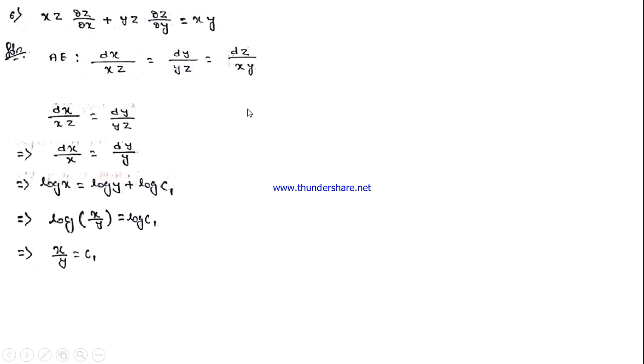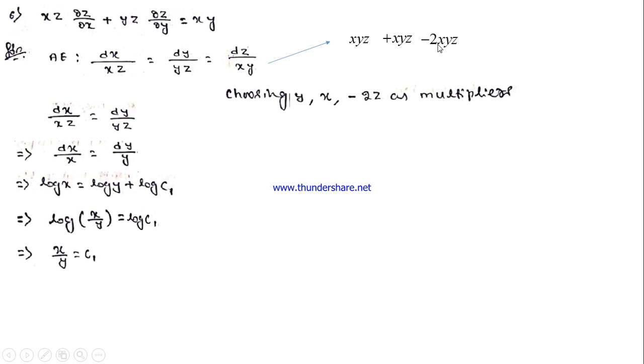In such situations, we are supposed to choose the multipliers, and whenever it is possible, we will try to choose the multipliers in such a way that the denominator becomes 0 and the numerator reduces to integrable form. So right now I will choose the multipliers y, x, minus 2z. With this, let me see what happens to the denominator. y is multiplied to x, x is multiplied to y, and in this case minus 2z is multiplied, so minus 2xyz. So this will get cancelled. The denominator is becoming 0. That's fine.